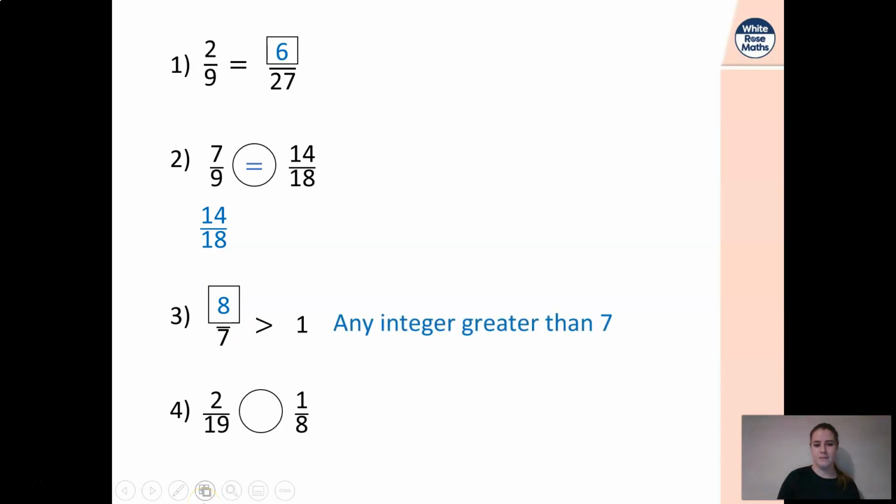Now, this one here, we can look at this one. We can change this one, okay, so that our numerators are the same. We can't do our denominators because 8 doesn't go into 19. But we can work out, we get from 2 to 1. We just times it by 2. 1 times 2, do the same to the bottom.